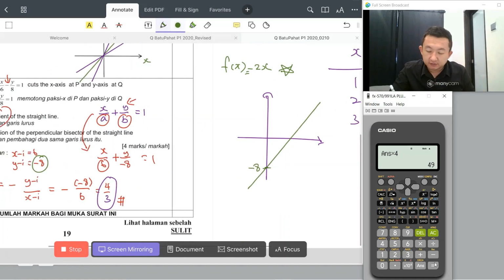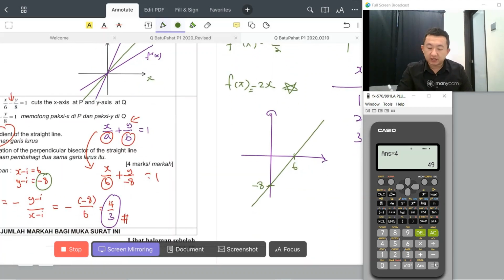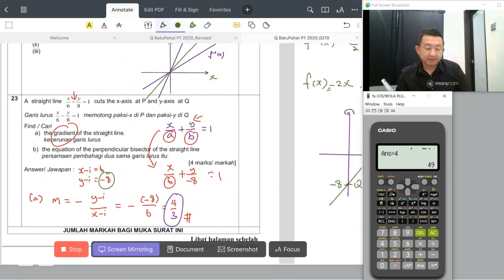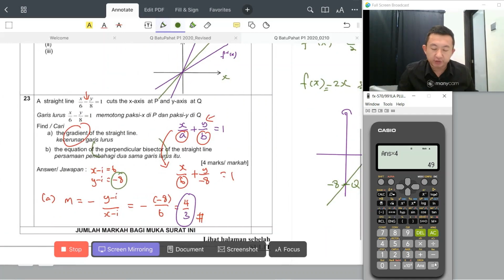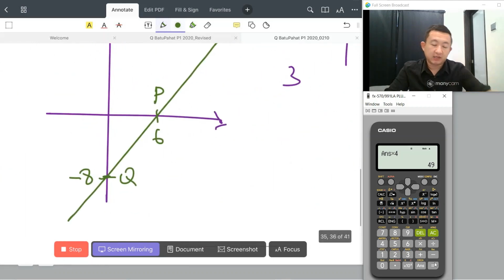The x-intercept is 6. Here, 6. I sketched the graph already. This on the x-axis is P, and this is Q. PQ. Now you have to find the equation of the perpendicular bisector. Okay, now I look at the graph. The perpendicular bisector, I assume, is on P and Q.